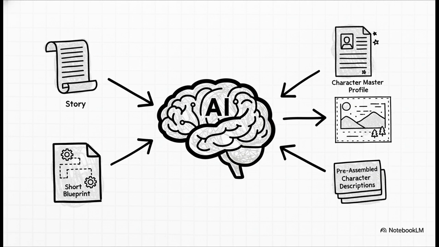So, using another specialized prompt, you feed the AI your story and that short blueprint we just made, and what it spits out are these 3 absolutely crucial assets. This is so smart because you're front-loading the AI with all the consistent info it needs to build a coherent world before you even think about generating a single image.